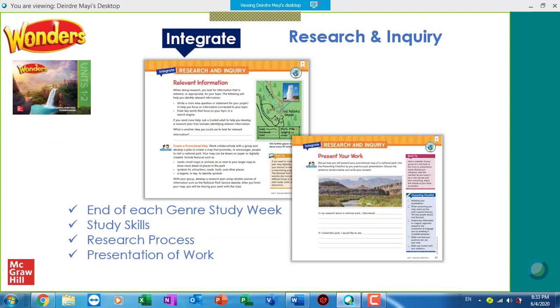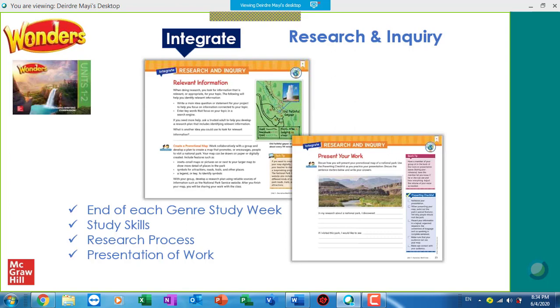Another way in which we help students integrate is through the research and inquiry activities. These happen at the end of each genre study week. They allow the students to not only work collaboratively toward researching a particular topic, but also to present what they've learned. We know that speaking and listening skills are assessed. This is one of the ways in which you can assess speaking and listening.